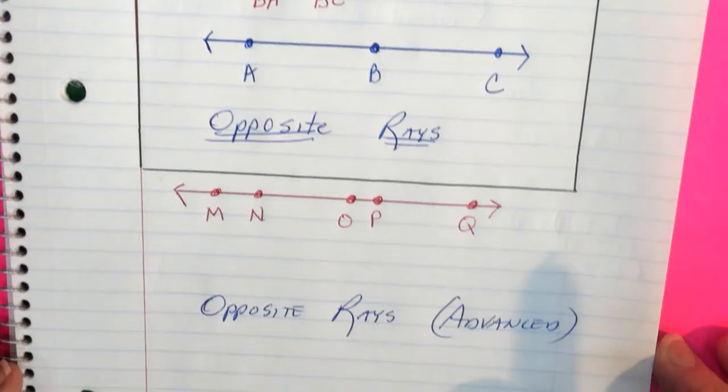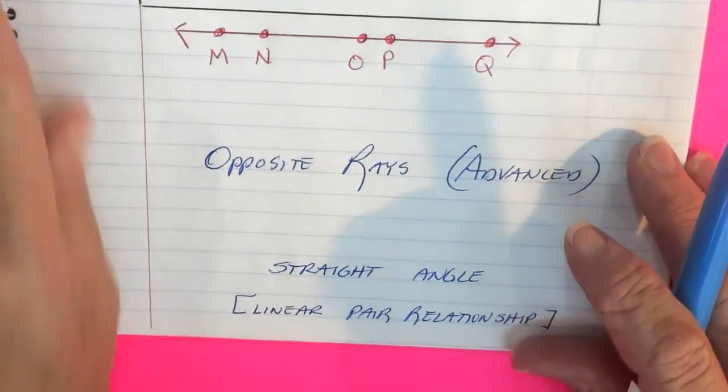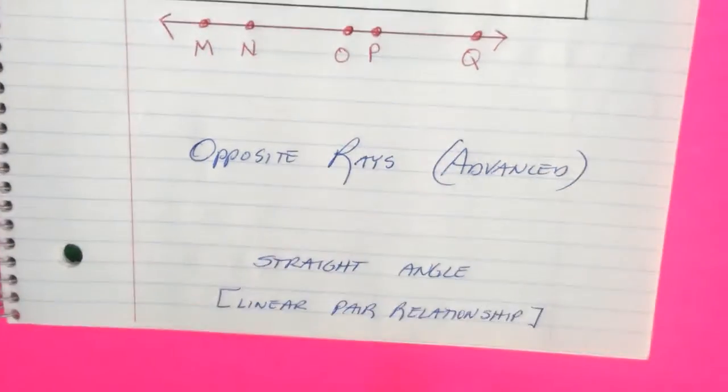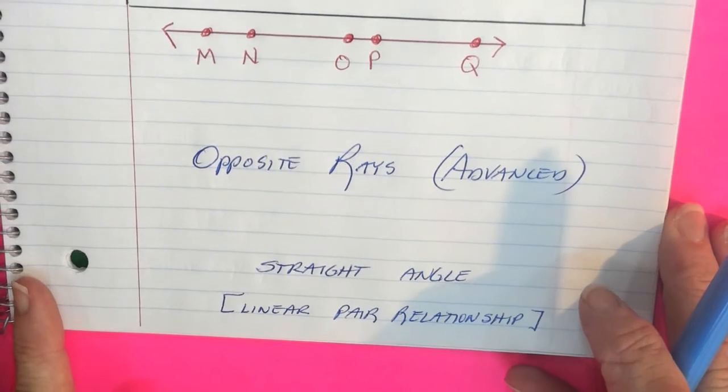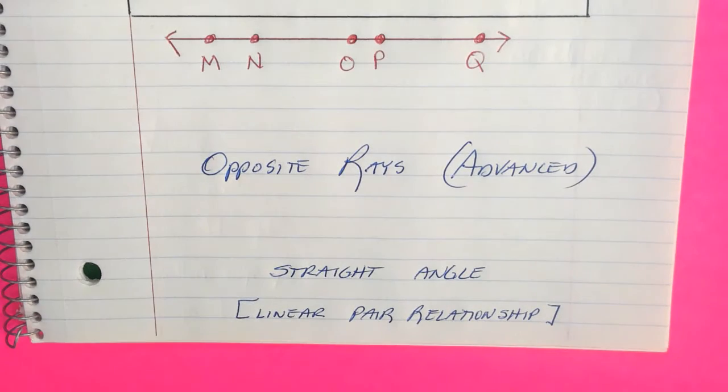Okay, so here's an advanced picture where we could pick out several opposite rays. You can stop the video, practice writing them down, and then come back and compare and see if you correctly named opposite rays in this picture. Stop it now.